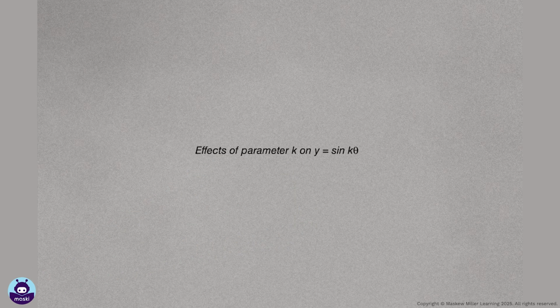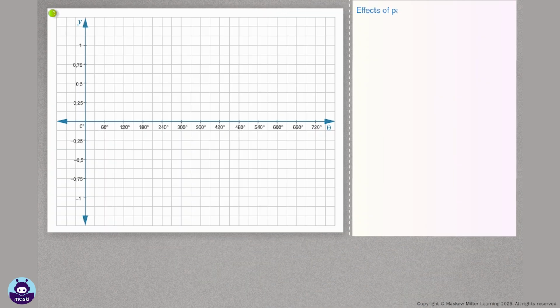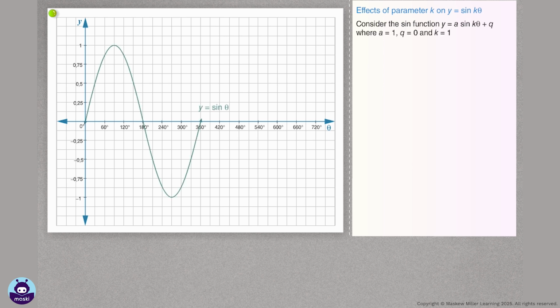Effects of parameter k on y equals sine k theta. We shall now investigate the effect of parameter k on the sine function y equals sine k theta. Consider the sine function y equals a sine k theta plus q, where a equals 1 and q equals 0, and k equals 1. It becomes the sine function y equals sine theta, which we saw earlier.